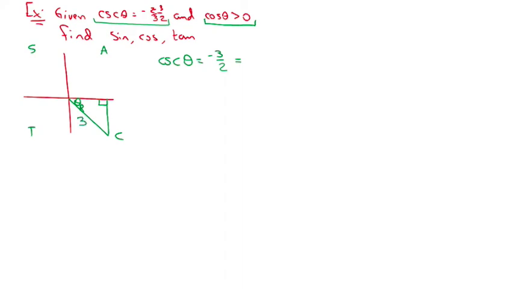Because remember, this is the reciprocal of sine, and sine is some old hippie. So this will be hypotenuse over opposite. But because the hypotenuse can't be negative, the 2 is going to get the negative. So that's the hypotenuse, and the opposite would be over here, negative 2. And it matches too, because it's going down.